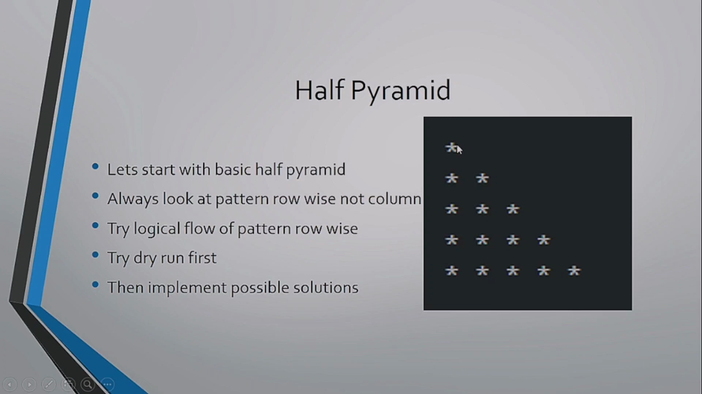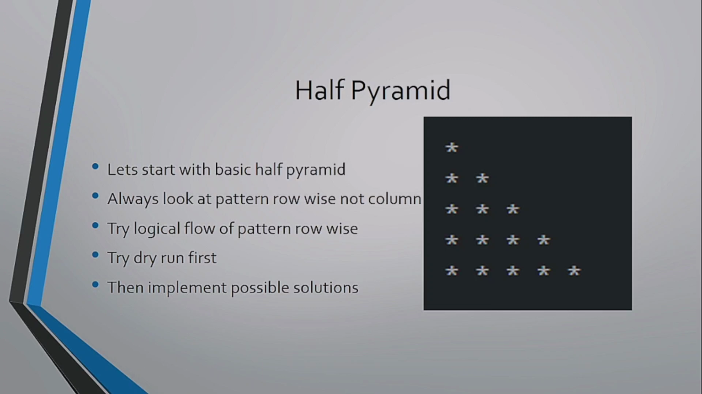So you will say that in the first row I have one element printed, in the second row two elements printed, in the third row three, and so on. The next step is to try a dry run. What does dry run mean? You take a pencil or pen and paper, sketch it and visualize some loops as well, and then try to implement that. Then have different kinds of solutions in your mind, and start implementing them in your compiler to see what happens. These were some of the tips that you can follow while understanding the pyramids.